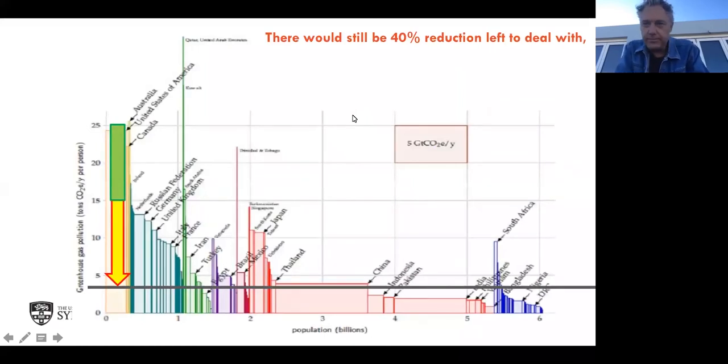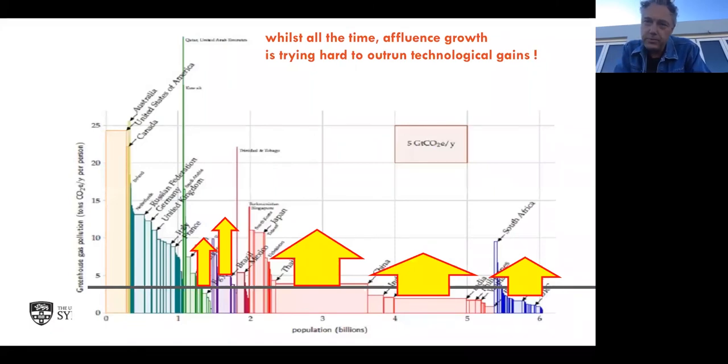So implementing those two, in our case, would leave still 40% of reduction to be done. So we wouldn't get there with these two measures. And then all the time, whilst we're reducing this, we have to keep in mind that other economies are increasing their emissions. So with our technological measures, we're trying to outrun all this affluence increase that's happening elsewhere in the world and also in our own country. So you see, based on these prospects, it looks pretty hopeless that technology alone will save the day.